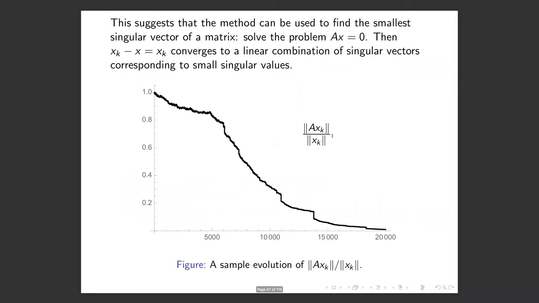So here's an example that I did. I picked some random matrix, I think 100 by 100 or something. I picked the right-hand side to be zero. I know the solution to be zero. And then when I'm plotting this Rayleigh quotient, you see it actually decays quite dramatically, very quickly. And then you see there are certain jumps where you project onto the right hyperplane and you lose a lot. That's sort of fun. I'm not claiming it's an effective method of finding small singular vectors, but it's probably an effective method to get close to the subspace of small singular vectors.